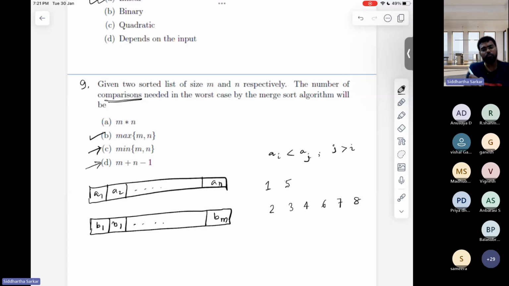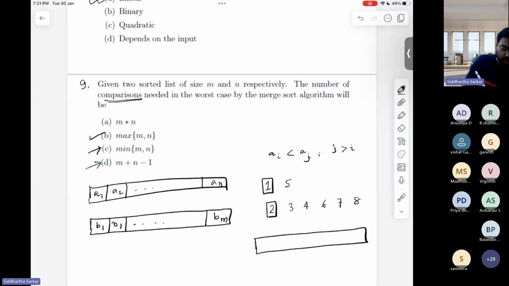So m is equal to 6. One array has two elements, and the other array has 6 elements. So these two have to be merged. So how do you do that? You look at the smallest element, compare them, and you have this result array which you want to get. You realize that 1 is smaller than 2, so you place 1 in the result array. So you remove 1 from here.